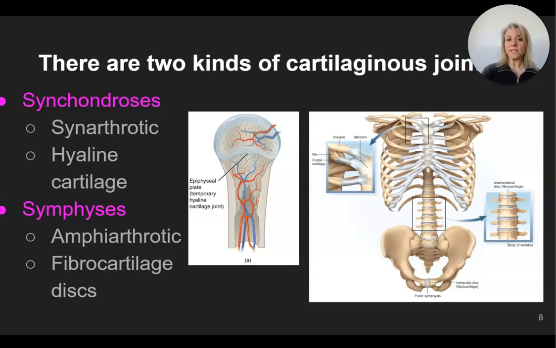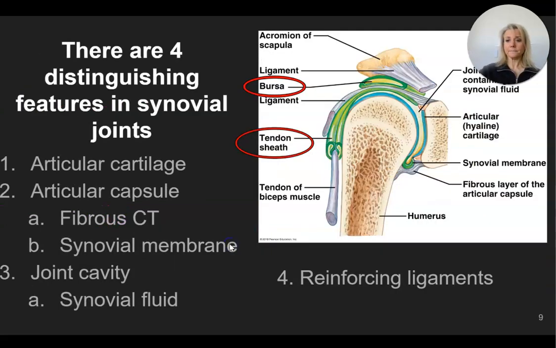A symphysis is amphiarthrotic, and symphyses are where two bones are connected with like a plug or like a little pillow of fibrocartilage. So you're going to find this between the two pubic bones of the pelvis. That's called the pubic symphysis. And then you're also going to find them between the vertebrae because the cartilage there are the intervertebral discs.